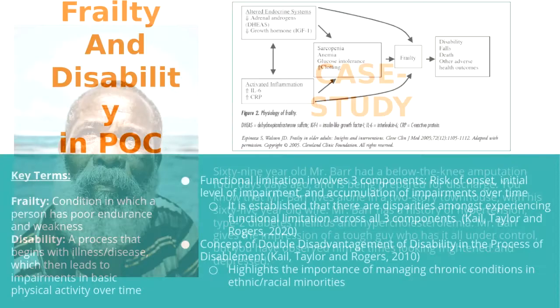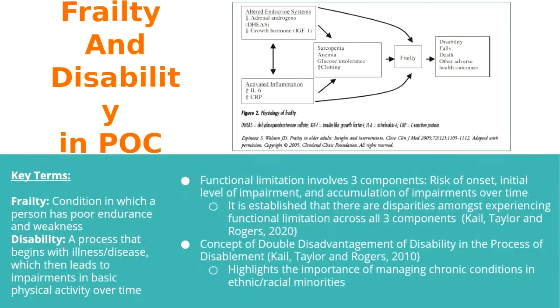So some key terms to know about frailty and disability: frailty is defined as a condition in which a person has poor endurance and weakness, whereas disability is a process that begins with an illness or a disease, which then leads to impairments in basic physical activity over time.